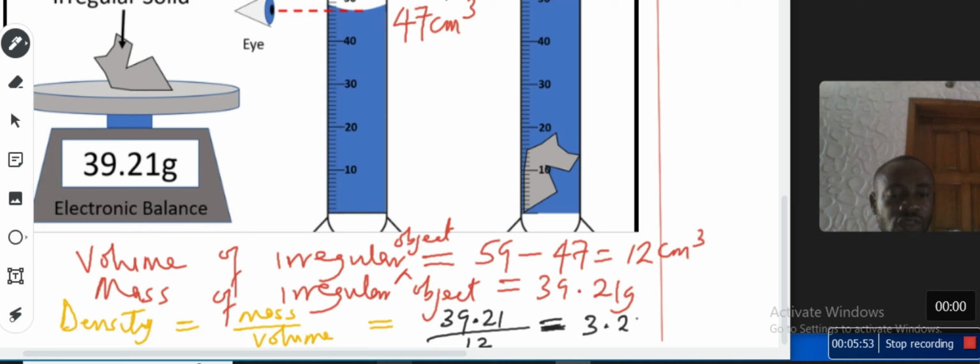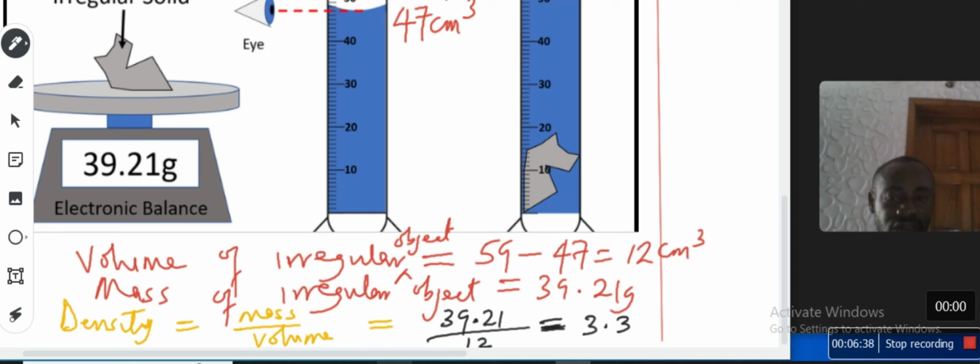3.2675. 3.27. You can even use 3.3 because the volume is in two significant figures. The mass is in four significant figures. So the answer we get by calculation should also be to the lowest significant figure. What's the lowest significant figure? 2. Even though the mass is in 4, the answer should be to two significant figures. So if it is 3.27, we should write 3.3, isn't it? Did you get that? Yeah.